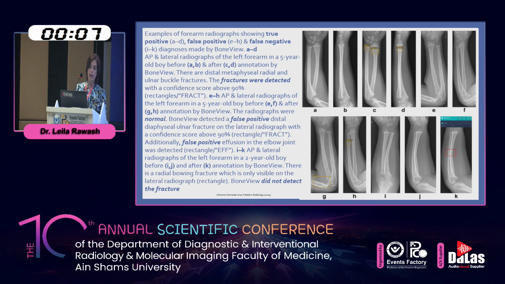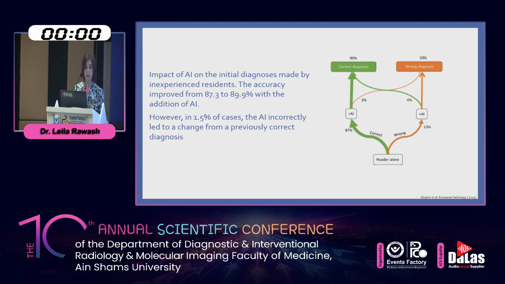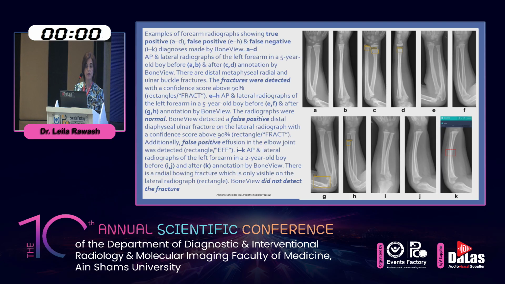This is another example around the wrist. As you see, these are the plain X-rays first, and then afterwards they're annotated. They say fracture. You can see here they said fracture here, and they said it was a fracture here, and they weren't correct. Some were correct and some weren't.